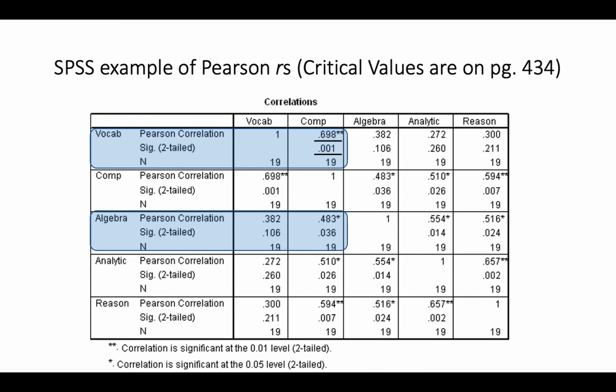So what about the relationship between algebra and comprehension? Well, we have a pretty moderate effect size of 0.483 and a probability value of 0.036. So again, likely a true effect, as we could assume this would only occur by chance 0.4% of the time, right? So I just wanted you guys to get an example of how this looks, how the correlational values and significant values look. We will be doing this in SPSS further on in the course. So again, just want to kind of introduce you to that now.